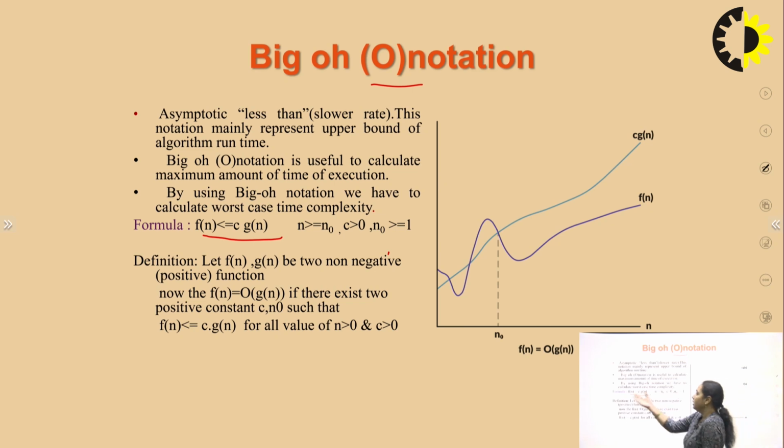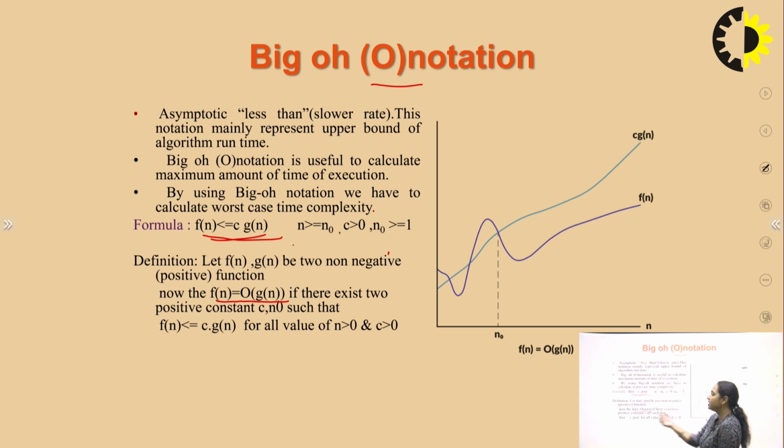Now, within this function, we have f of n and g of n. So what are f of n and g of n? These are two non-negative functions. Whenever we calculate the complexity with the help of big O notation, the result we always get is f of n equals big O of g of n. Means whatever function g is written with the O symbol is going to be the complexity of the function f of n. f of n is nothing but the algorithm for which we are calculating the complexity.